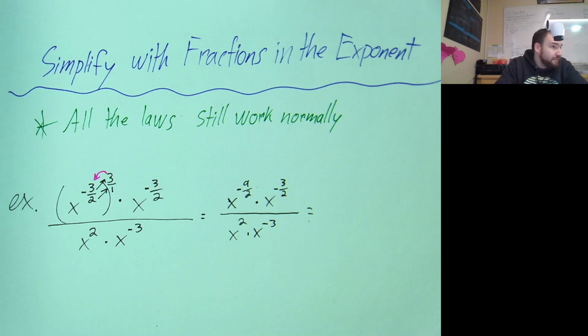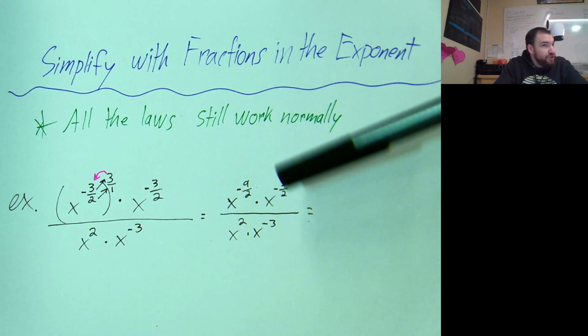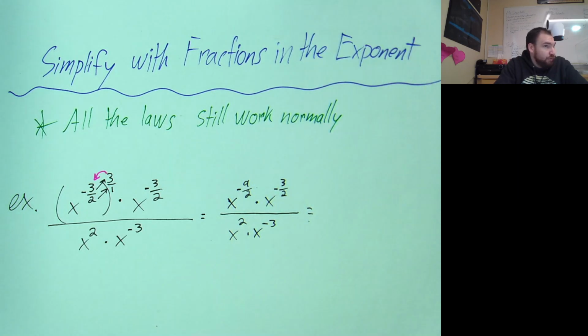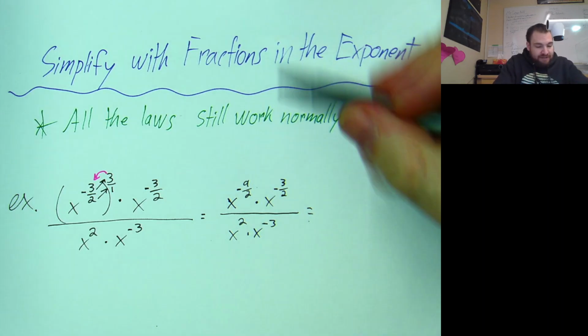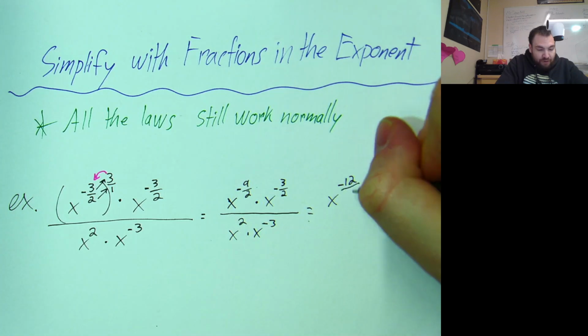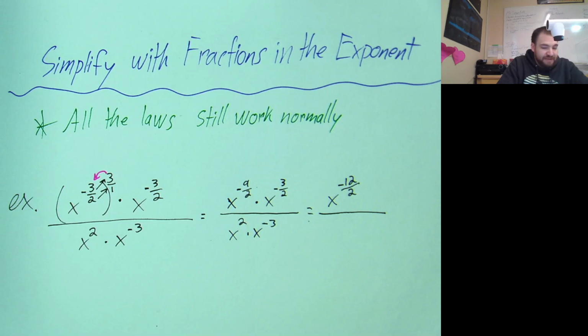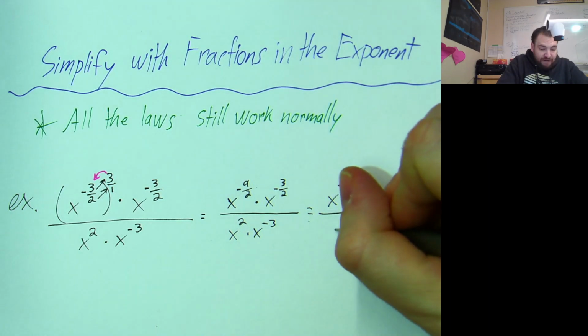But how do I add fractions? And do they have a common denominator? Yeah, so then what do I do? When you have a common denominator and you're adding, you just add across the top and you leave the denominators alone. So negative 9 plus negative 3 is negative 12 over 2. Then we can do the bottom right away. What's that going to be? X to the power of negative 1, you betcha.